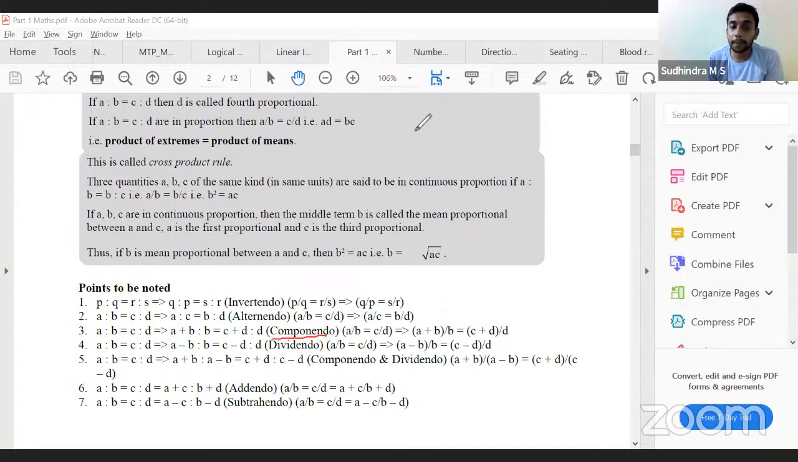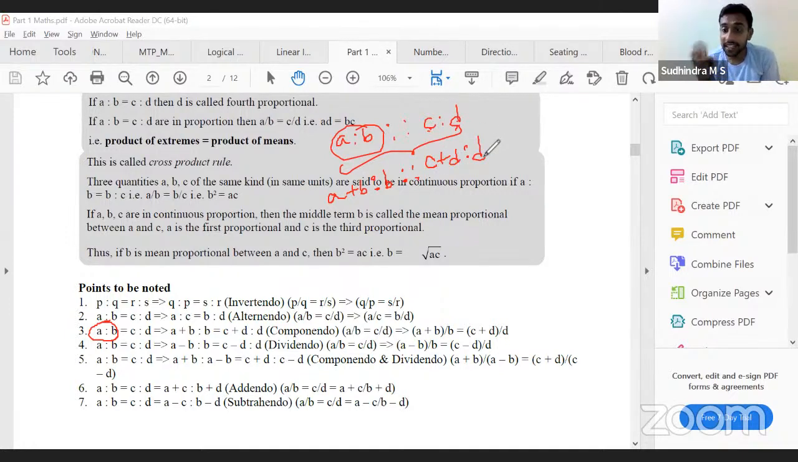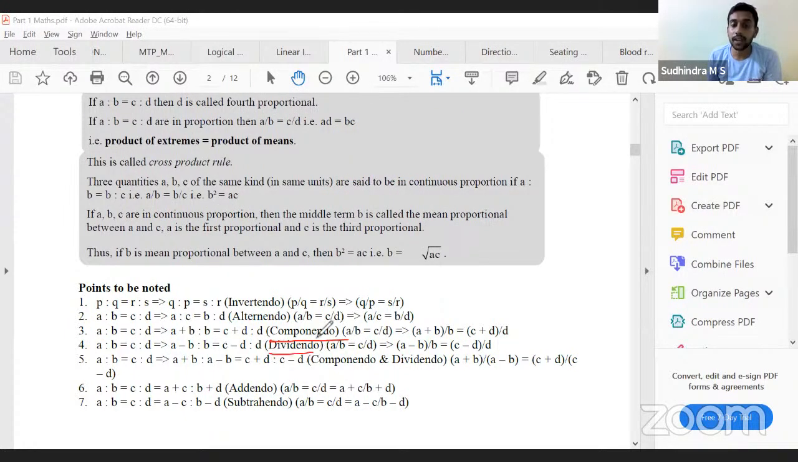Then A is to B is C is to D. Its componendo will be: the first term would be the sum of the terms of both the ratios. So if A is to B is the first ratio, in its componendo proportion, the first ratio would be A plus B is to B. The second term would be the same. Similarly, the second ratio would be C plus D is to D. Getting this? Yes, sir. Very good. So this is componendo.